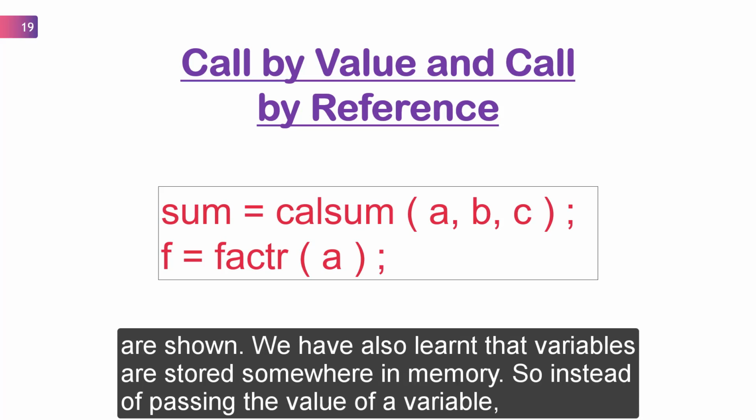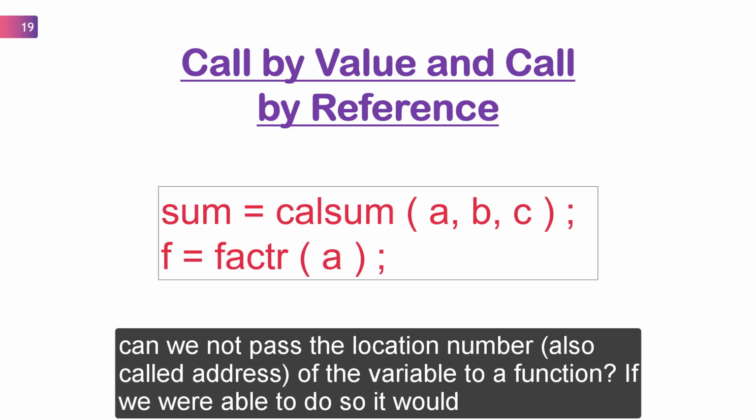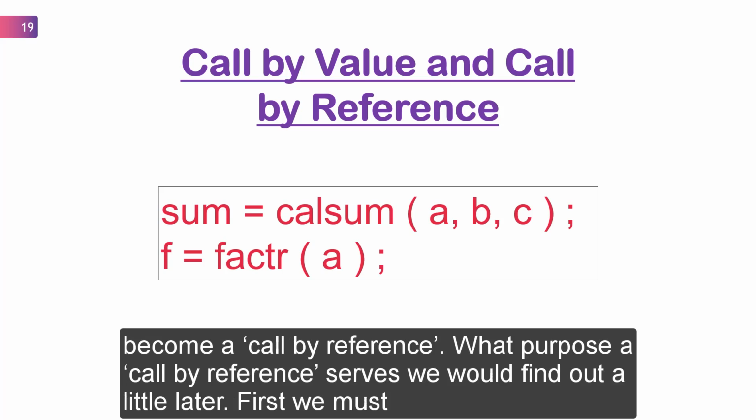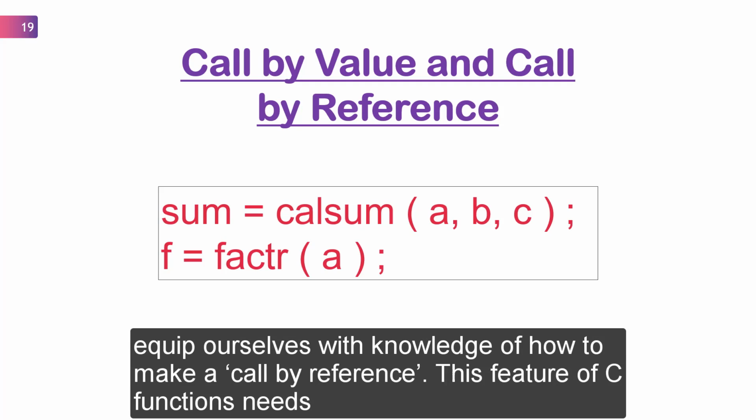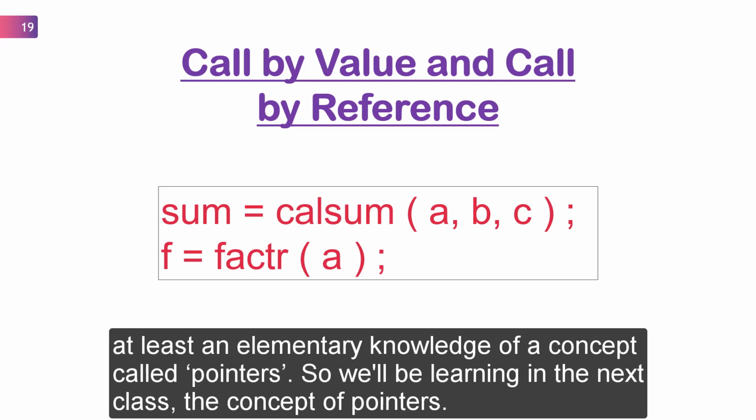We have also learned that variables are stored somewhere in the memory. So instead of passing the value of a variable, can we not pass the location number of the variable to a function? If we were able to do so, it would become call by reference. What purpose a call by reference serves, we would find out a little later. First, we must equip ourselves with the knowledge of how to make a call by reference. This feature of C functions needs at least an elementary knowledge of a concept called pointers.